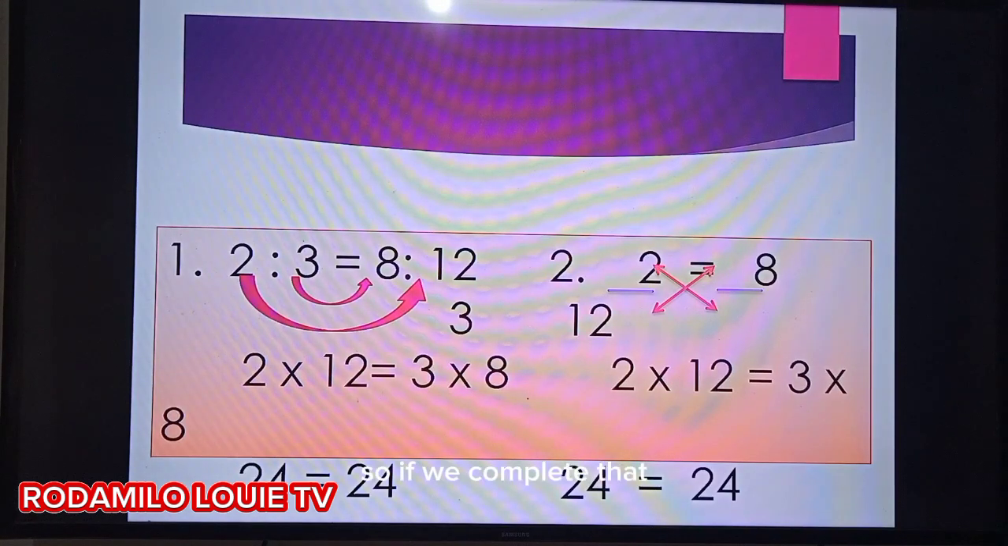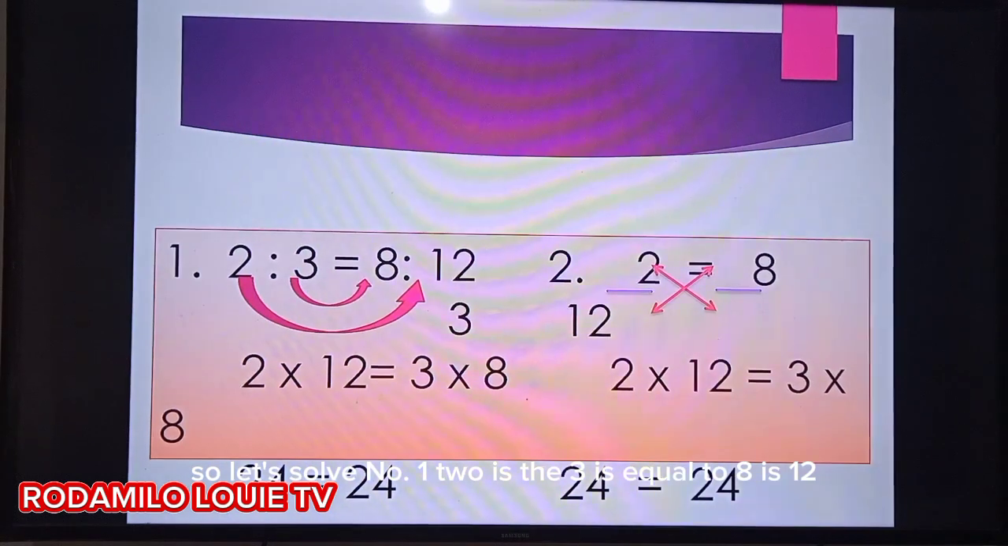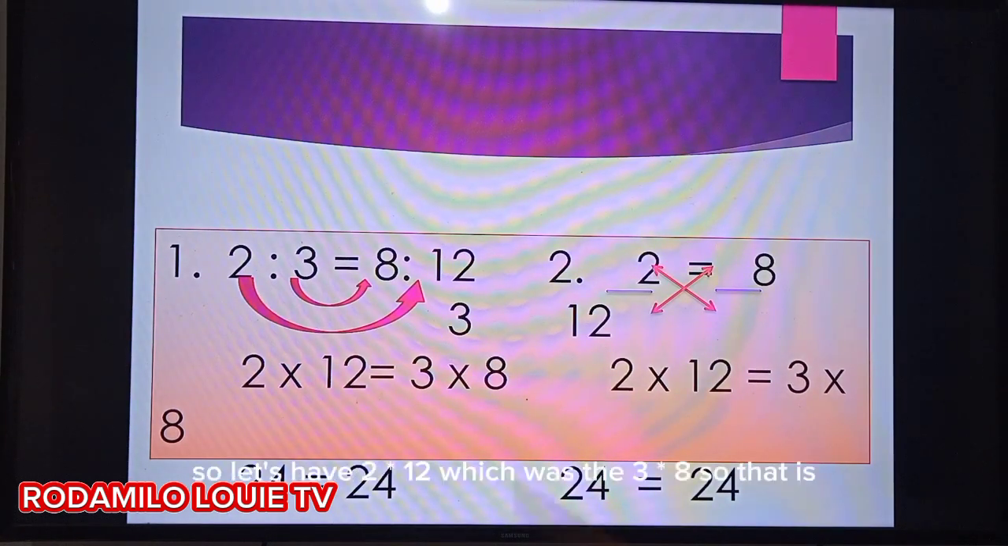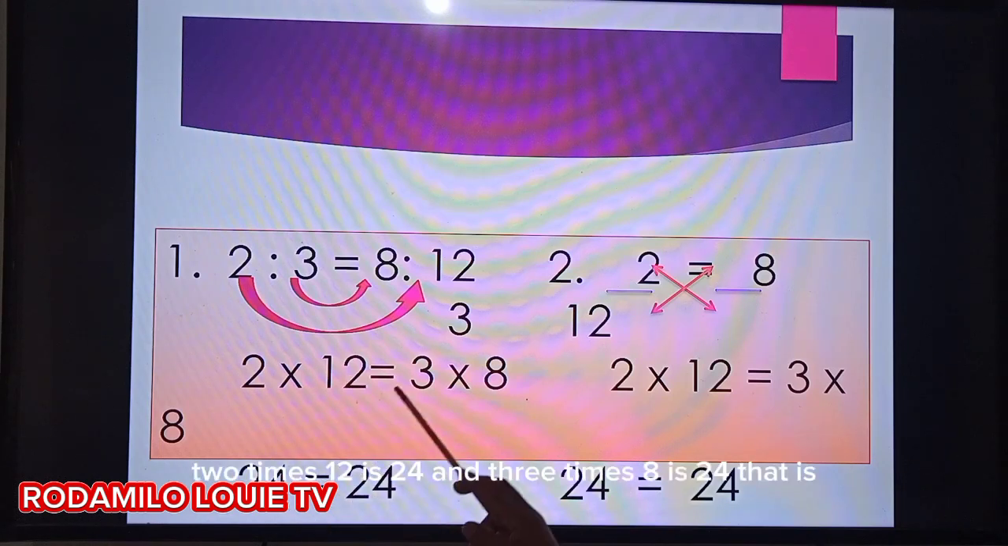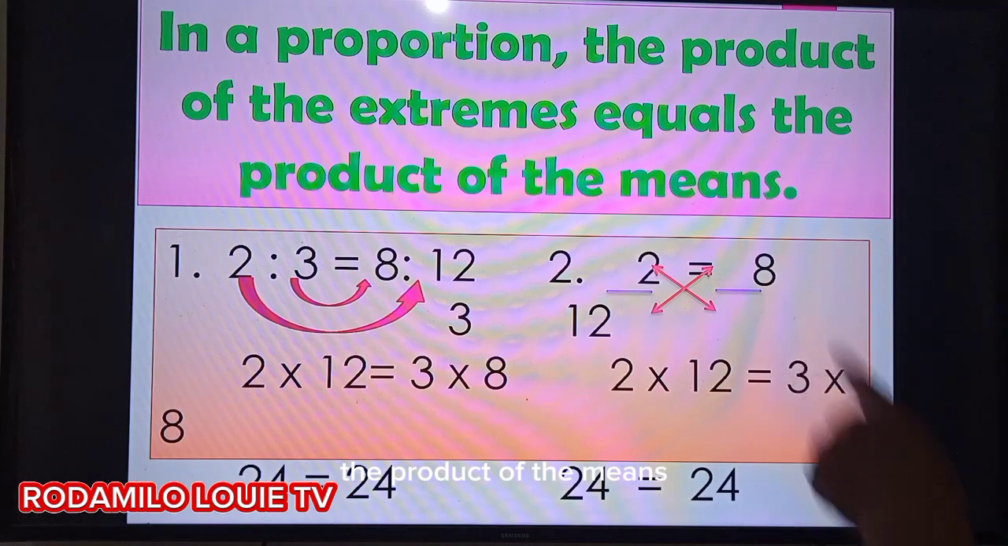If we compute that, let's have 2 is to 3 is equal to 8 is to 12. So 2 times 12 is equal to 3 times 8. Let's solve number 1: 2 is to 3 is equal to 8 is to 12. So 2 times 12 is 24, and 3 times 8 is 24. So in a proportion, the product of the extremes equals the product of the means.